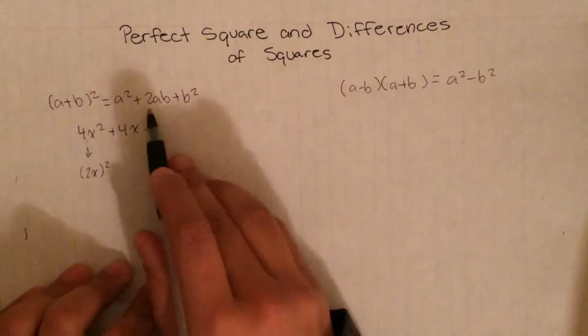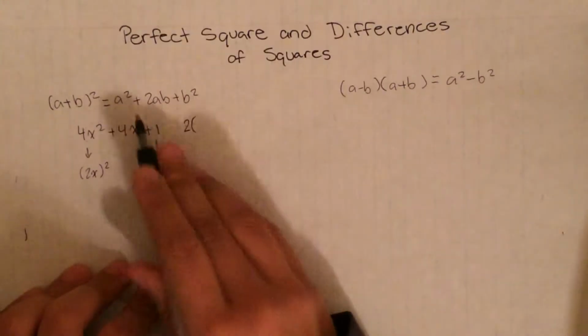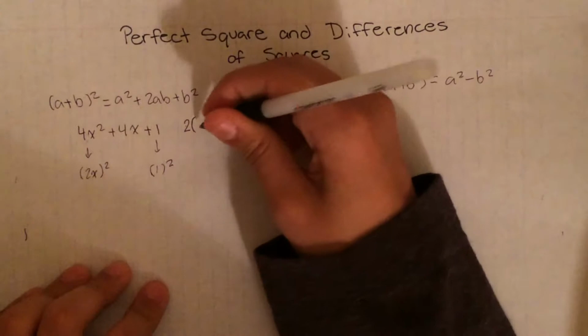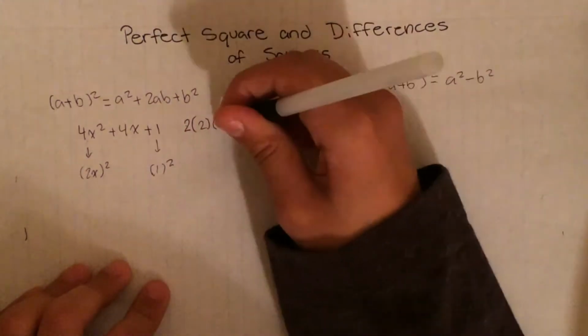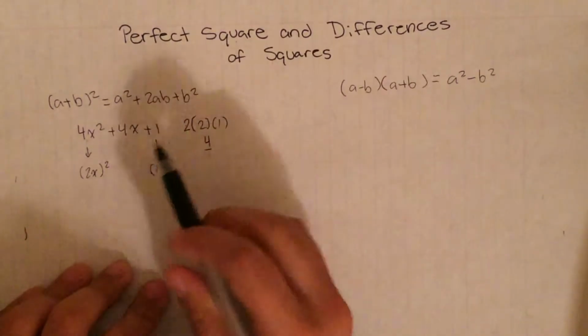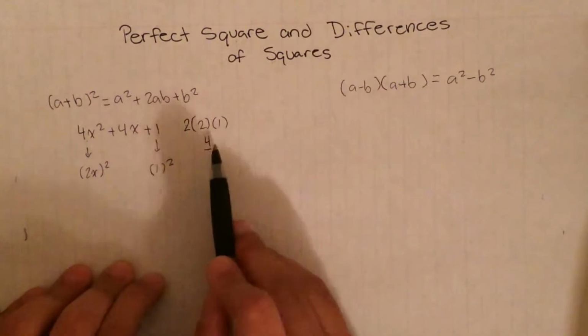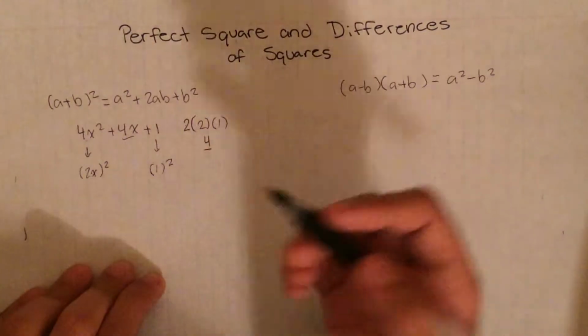Okay, and now what we're going to do, since it's 2ab, we're going to get 2 times a, which is now 2, and b, which is 1. So 2 times 2 equals 4, and 4 times 1 equals 4. Okay, and now you can see that here your 4 is similar to this, so it's correct. So it's good. It's a perfect square, right?